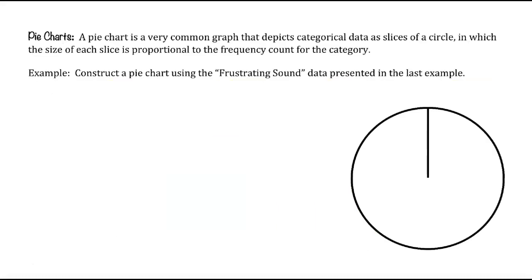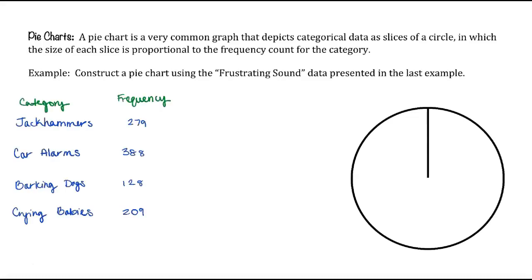Let's end this lesson by looking at a pie chart. A pie chart is a very common graph that depicts categorical data as slices of a circle. The size of each slice is proportional to the frequency count for that category. Let's create a pie chart using the data that we just had in the last example. Here are the same values from that last example. There are two different ways to construct a pie chart. We could look at relative frequency in the form of percentages, and we can also turn that into an appropriate amount of degrees of the circle. I'll show you both of those here.